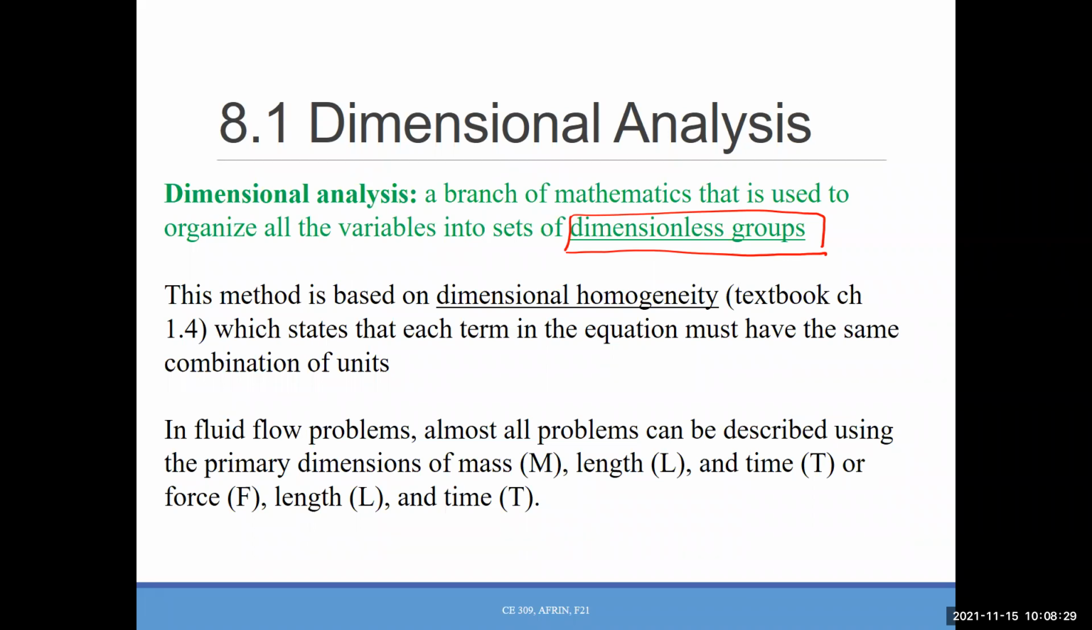Tell me one dimensionless number you have used in fluid mechanics so far. Is there anything you have used which is dimensionless? You used one. Try to find out that. Which one?